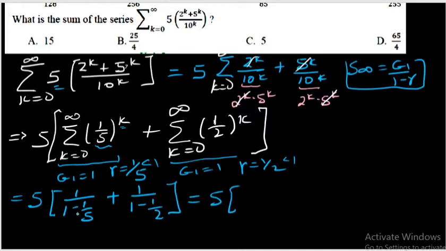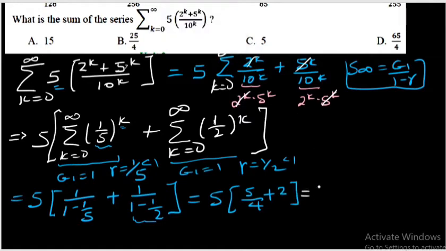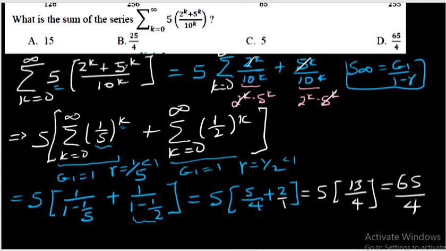When you subtract 1 minus 1 over 5, it will be 4 over 5. When you flip it, it will be 5 over 4, plus the second bracket, the down part here, if you subtract, it will be 1 over 2 remain. When you flip it, it will be 2. Okay, let's complete it. This is equal to 5 in bracket. When you add it, this denominator 4, 5 plus 8 will be 13 over 4. So when you multiply, it's going to be 65 over 4. The answer will be obviously D.